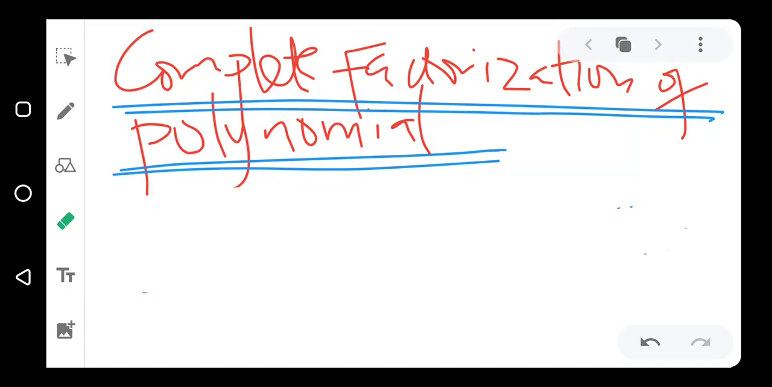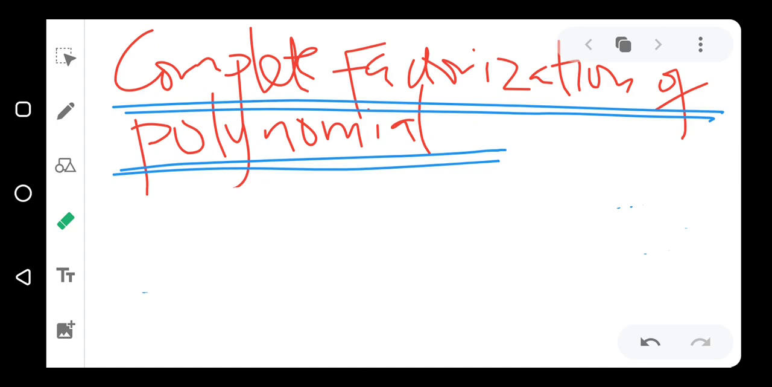Most polynomials have more than one factor. So if we are given one of them and we are asked to get the other factors, divide the polynomial by the factor that is given to you and then solve to get the other factors.